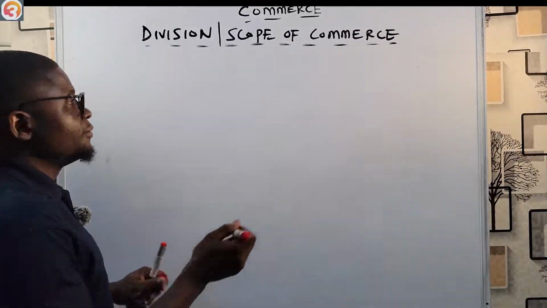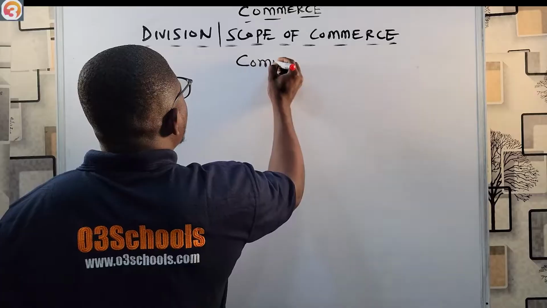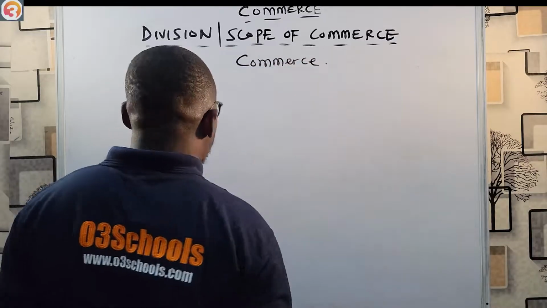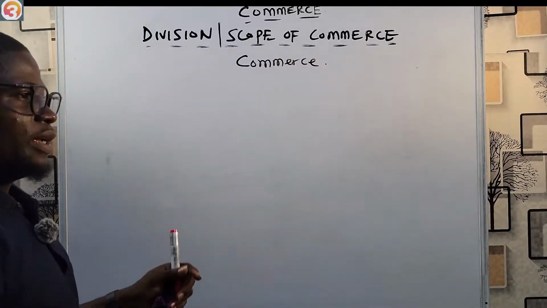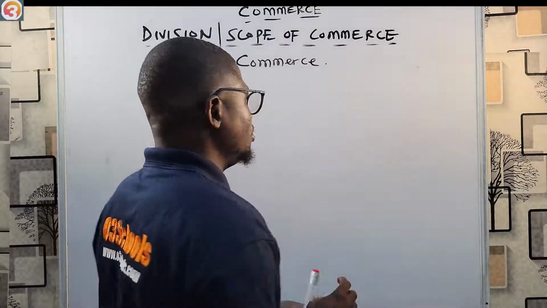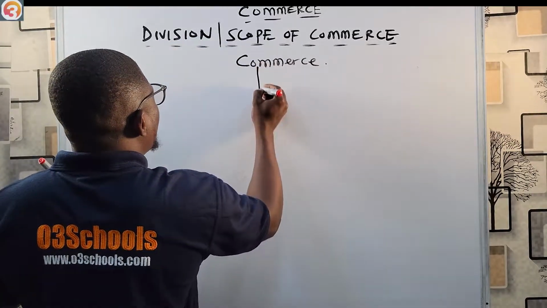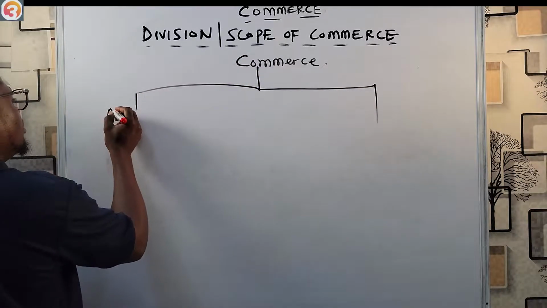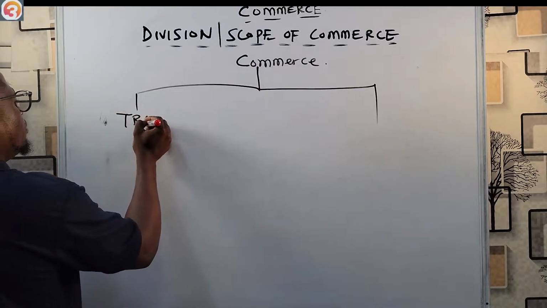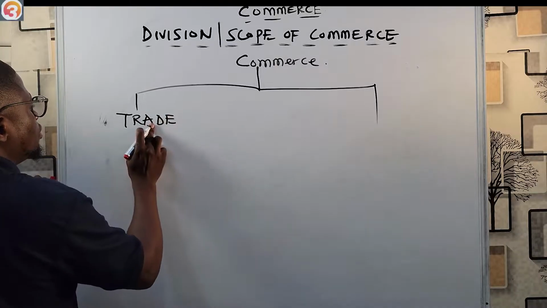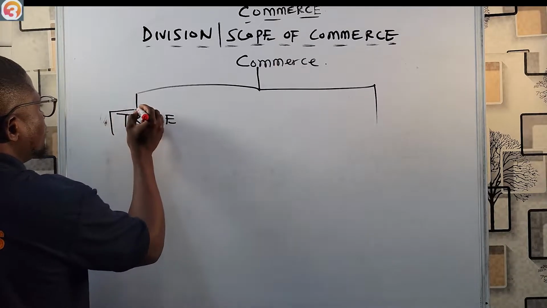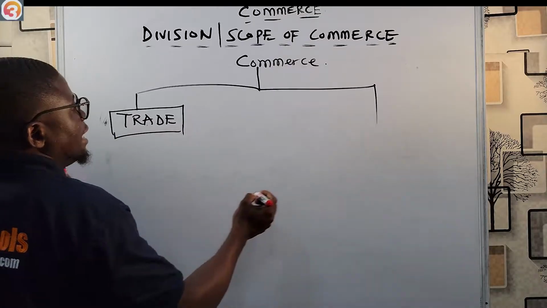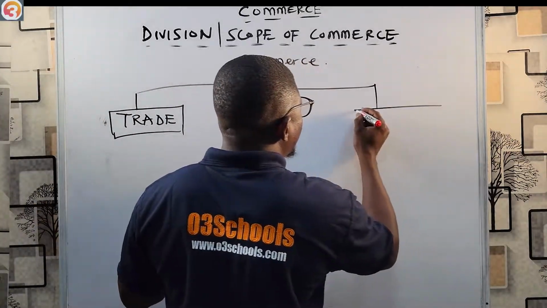We have commerce first. And then under commerce, we now have trade, divided into two: we have trade here, and then here we have aids to trade.